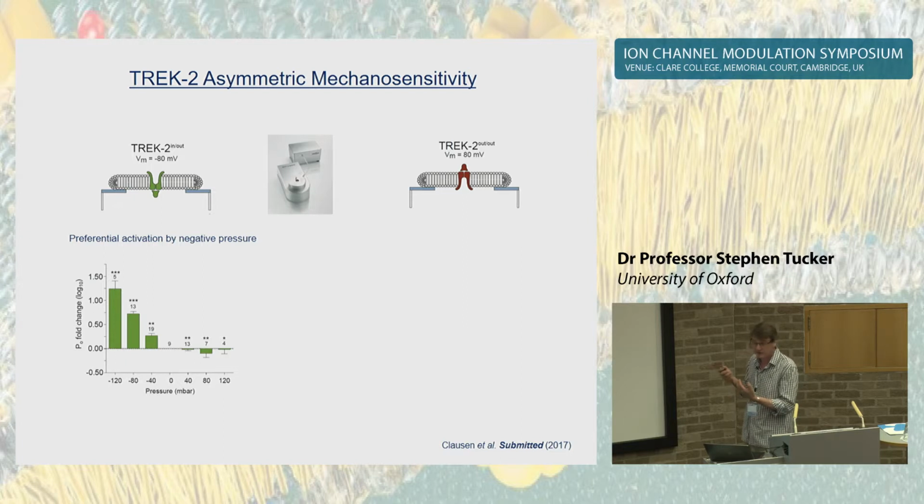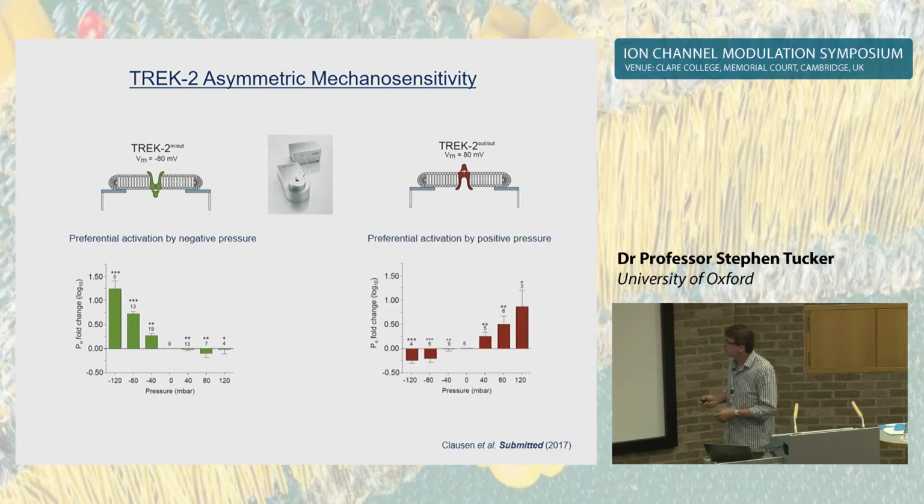In this case, we've got single channels in the bilayers, and in the inside-out configuration, we do in fact see a preferential activation by just negative pressure. And if we have a channel in the other orientation, then we see preferential activation by positive pressure, which would be the equivalent of negative pressure if the channel was oriented the other way.